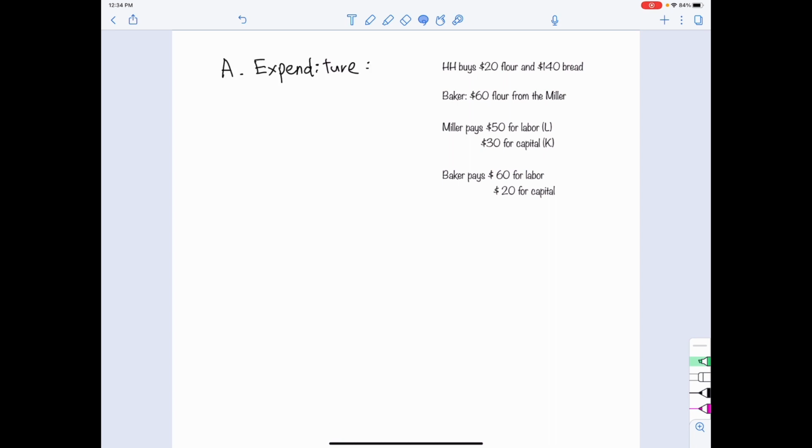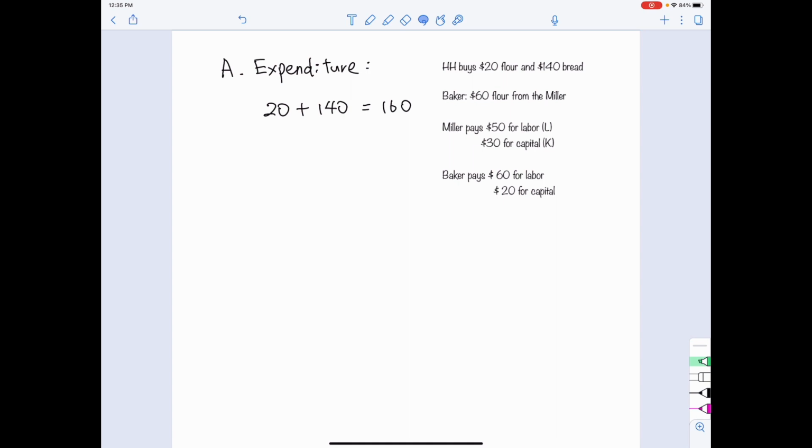When we want to come up with GDP using the expenditure approach, we need to ask who is the final user. Once we identify who is the final user, we just simply add up the spending of the final user, and then we are going to get the GDP. So under this case, the household is the final user, and the household spent $20 to buy flour and $140 to buy bread. Therefore, to come up with the GDP, we say that it is 20 plus 140, and it will equal 160.